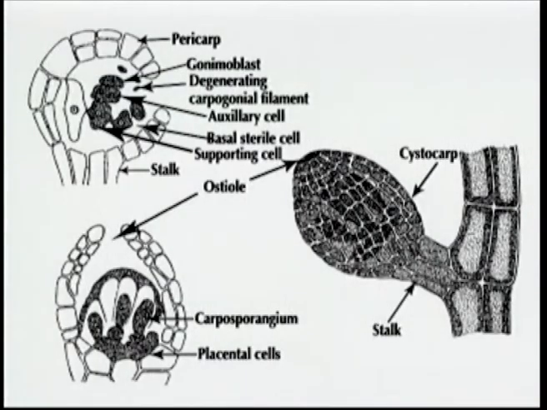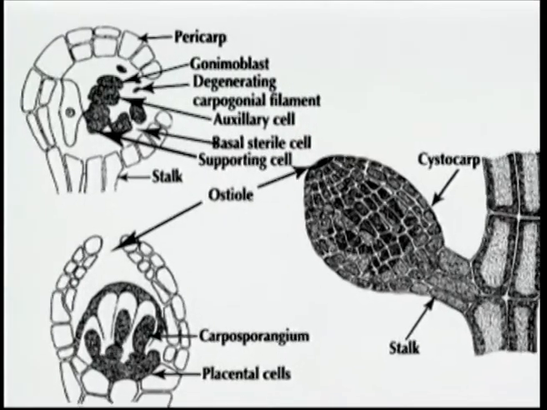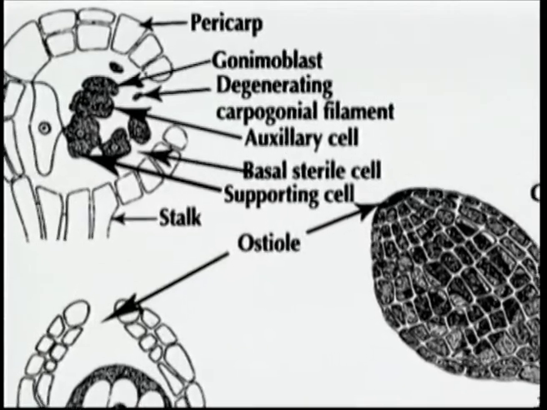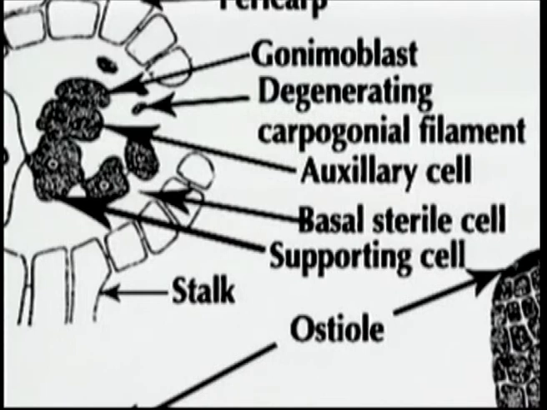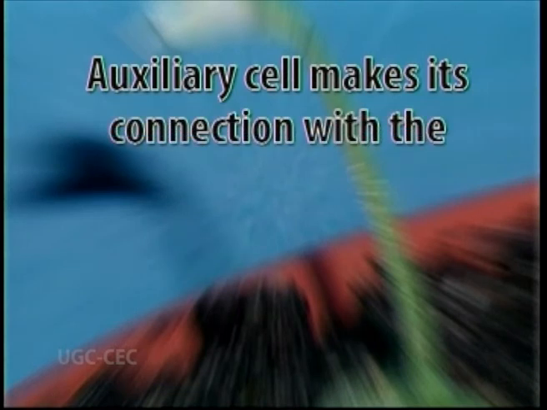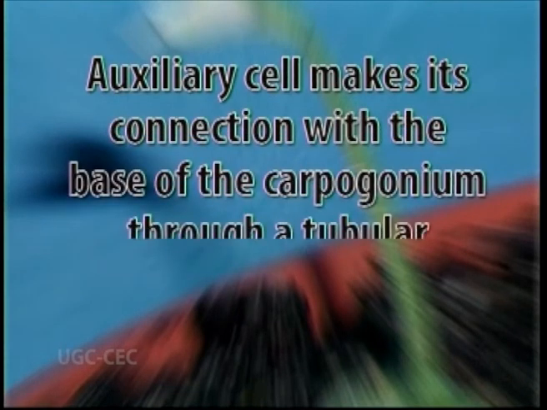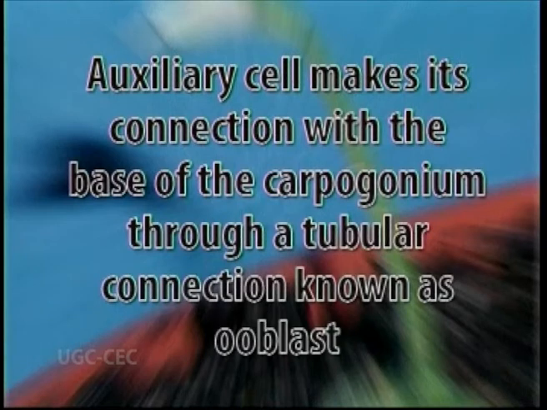The lateral strial filament initial divides and becomes 2 to 10 celled in height, while the basal strial filament initial divides to form a 2-celled filament. The strial filaments are nutritive in function. At the same time, the supporting cell produces an auxiliary cell at its upper side. It contains a haploid nucleus. Soon, the auxiliary cell makes its connection with the base of the carpogonium through a tubular connection known as ooblast.